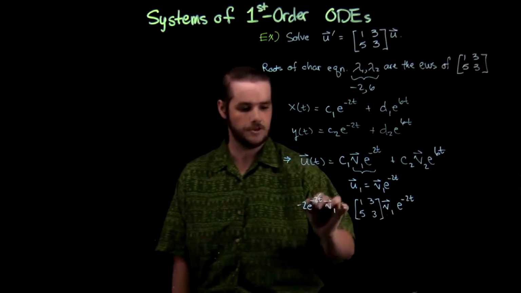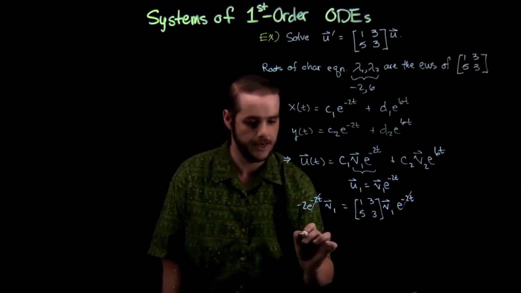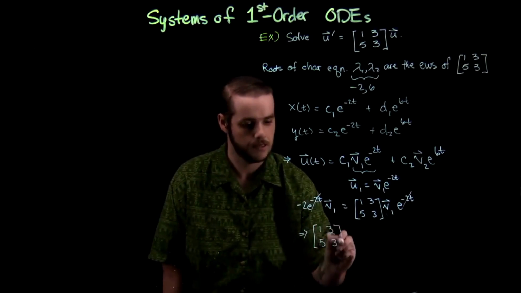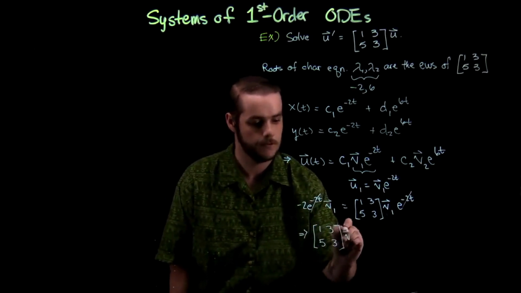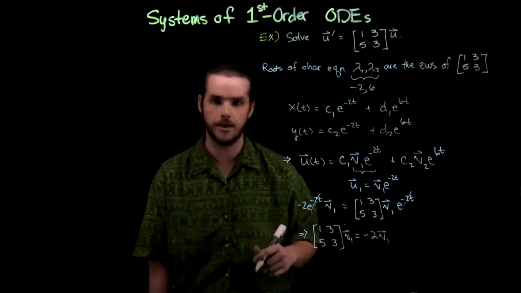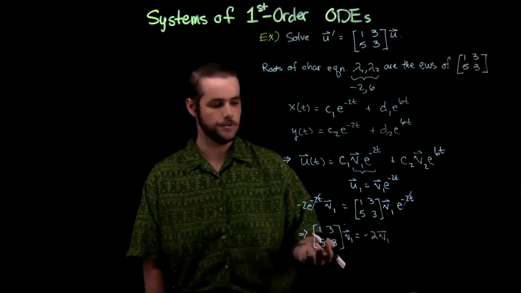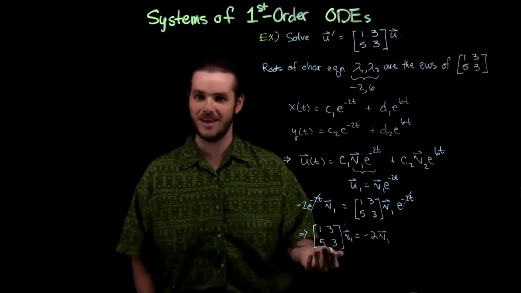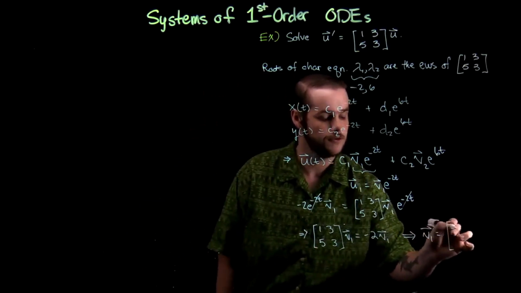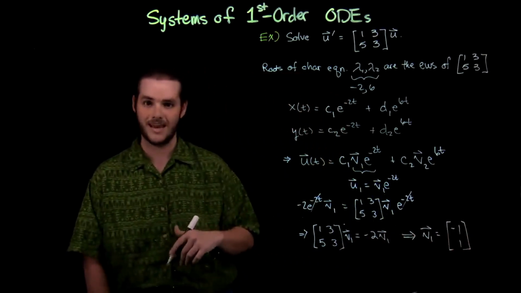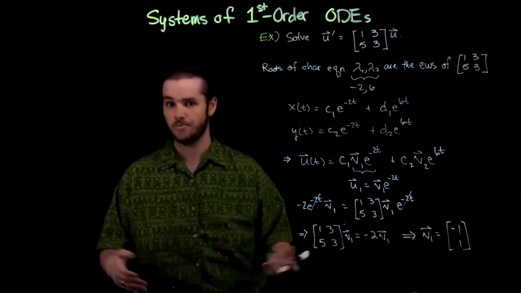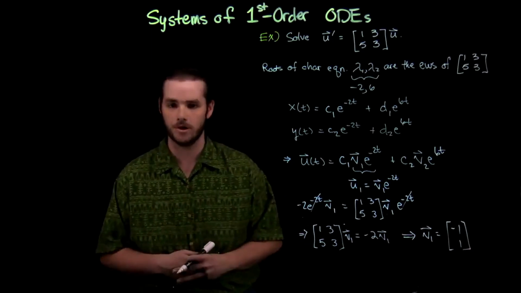Now, the e to the negative 2t's cancel on both sides, and what I get is that my matrix A times v1 is negative 2 v1. But wait a minute, negative 2 was an eigenvalue. Oh, so that means v1 must be the eigenvector that goes with negative 2. And in this form, we've actually figured out a general process to tackle this problem. Let me clean up the board and I'll write it down.